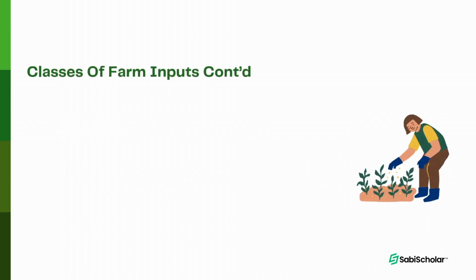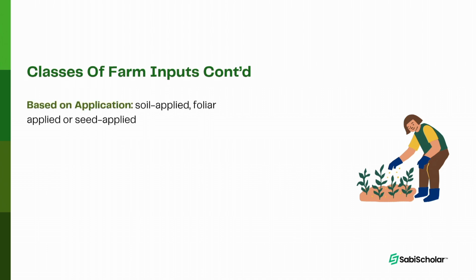Another class, the third class of farm inputs, is based on application. Some inputs can be classified as soil applied, foliar applied, or seed applied. Soil applied inputs are applied directly to the soil, while foliar applied inputs are applied directly to the plant's leaves. Then, the seed applied inputs are applied directly to the seed before planting.